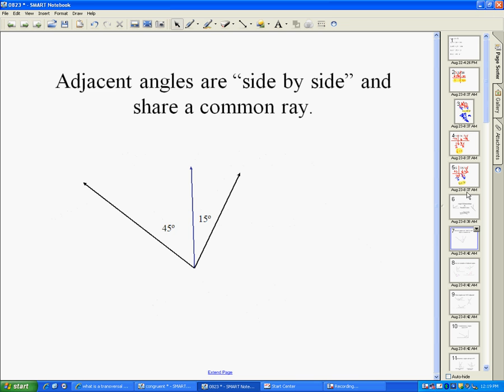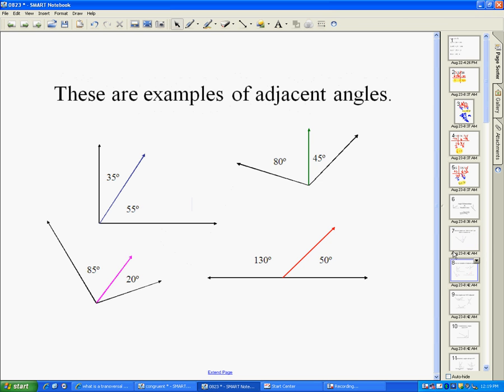Adjacent angles are angles that are side by side and they share a common ray. And so this right here is the ray. A ray is in the middle of the two of them. It does not matter what the angle measures are. They don't have to have a specific sum. It could be 5 degrees and 10 degrees. It doesn't have to be any specific angle measure. These are examples of adjacent angles. As you can see, they have all sorts of different numbers and all sorts of different sums. But the key is that they are side by side.